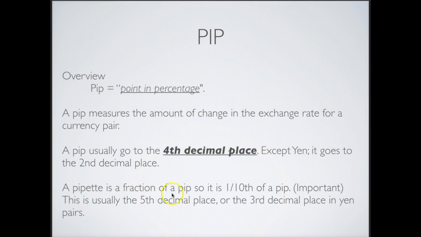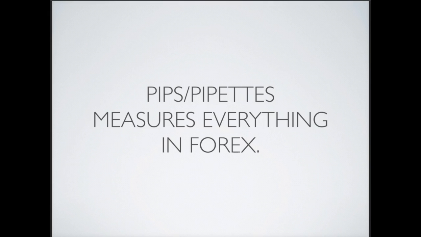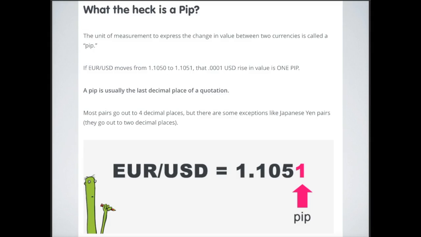A pipette is a fraction of a pip, so it's 1/10 of a pip. Keep that in mind. A pipette is 1/10 of a pip, usually the fifth decimal, or the third decimal in the yen pairs. Pips measure everything. So let's go over what a pip really is.